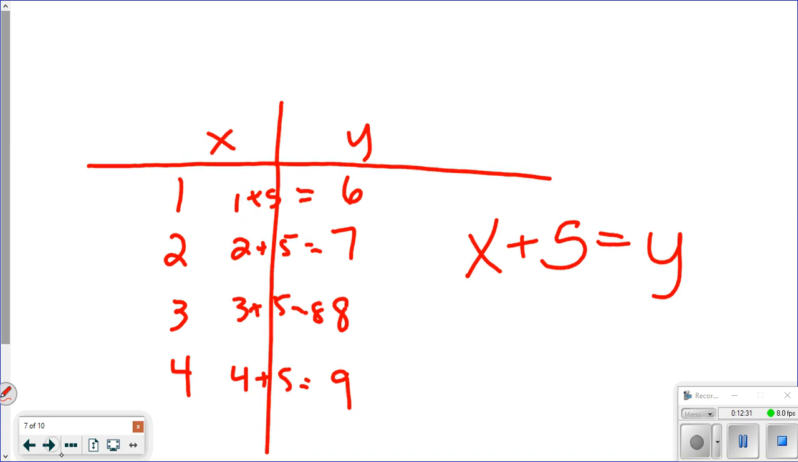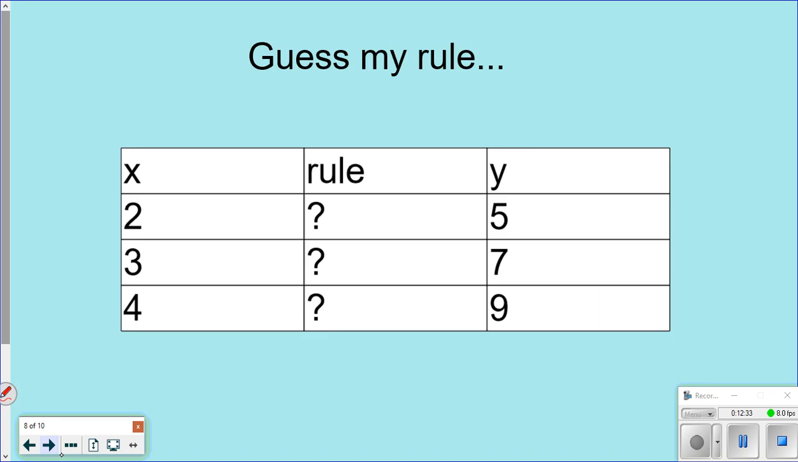All right, so then they can get a little more complex. Let's look at this one. Okay, so you're maybe thinking 2 to 5, 3 to 7, 4 to 9. Well, let's start guessing. So maybe we'll try 2 plus 3. That gives me 5. Does 3 plus 3 give me 7? No. Something is not right there.